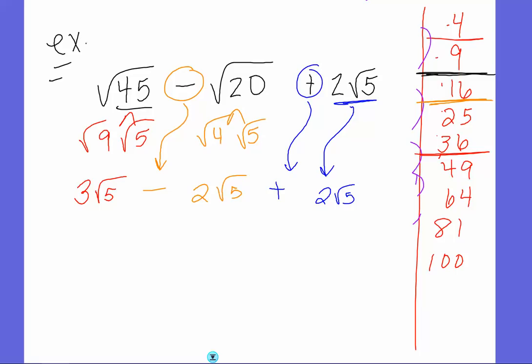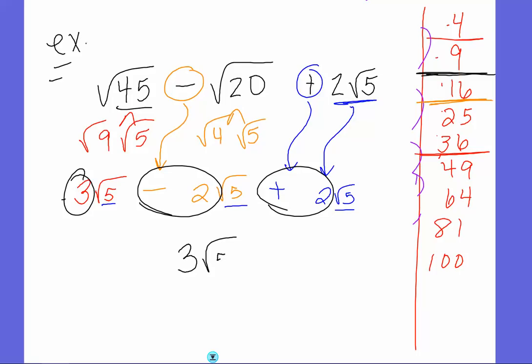So now if I look at all my rads, do they match? You betcha. So add up my coefficients. So 3 and negative 2 and 2. 3 and negative 2 make 1. 1 and 2 make 3. So I have 3 rad 5. And finish.